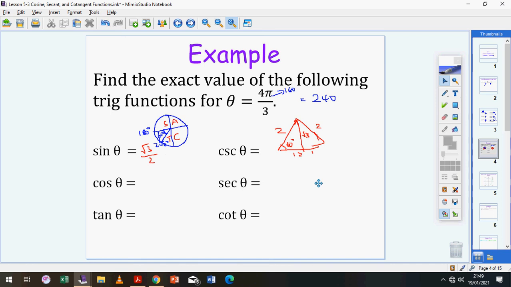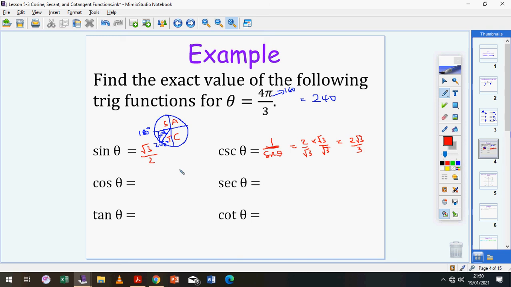The cosecant of theta, let me just take this triangle out because I need to use this area. The cosecant of theta is 1 out of sine theta, so the reciprocal of sine theta, and since sine theta is root 3 out of 2, its reciprocal is 2 divided by root 3. But remember, I want to write this without a radical in the denominator, so multiply both the numerator and the denominator by root 3, and then I end up getting 2 root 3 divided by 3.